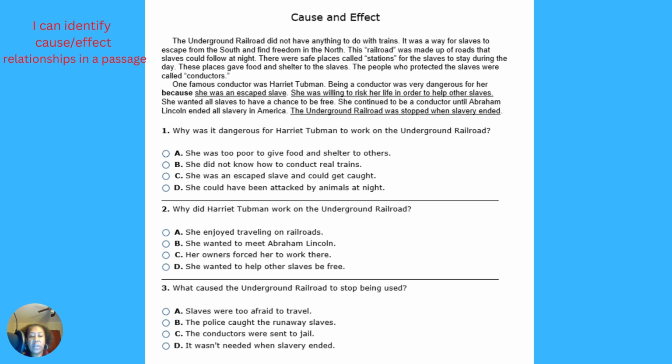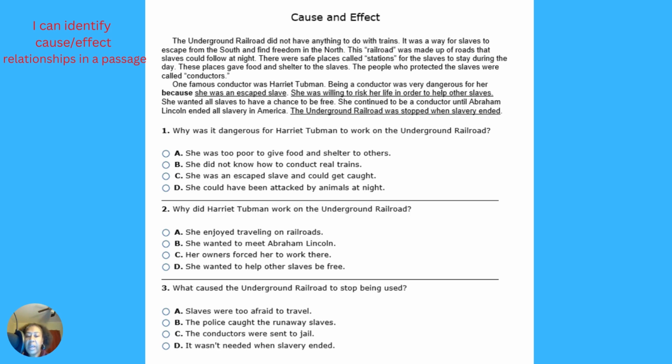All right, boys and girls, we know it's not A. We know it's not B. It mentioned Abraham Lincoln. Don't get confused with B. The passage mentioned him, but it didn't say that Harriet Tubman wanted to meet him. It said that she continued to be a conductor until Abraham Lincoln ended all slavery in America. So it didn't mention that she wanted to meet him. And C, her owner forced her to work there. It didn't mention that. It mentioned that she wanted to help other slaves be free.